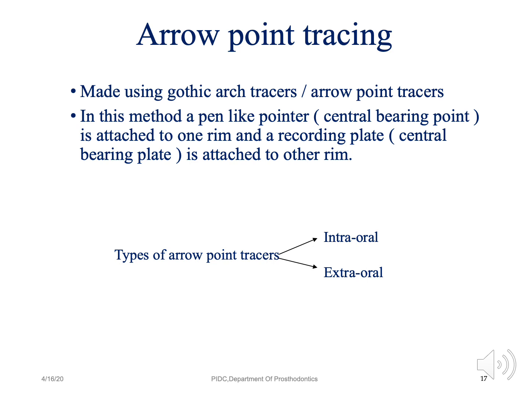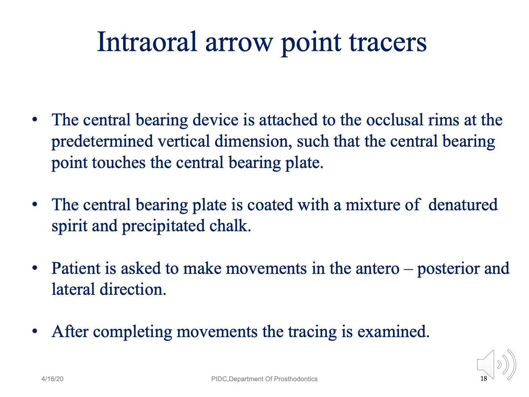Types of arrow pointers are intraoral and extraoral. In the intraoral, the pointers are placed inside the patient's mouth. So the central bearing device is attached to the occlusal rims at the predetermined vertical dimension, such that the central bearing point touches the central bearing plate. The central bearing plate is coated with a mixture of denatured spirit and precipitated chalk. The patient is asked to make movements in anterior, posterior, and lateral directions. After completing the movements, the tracing is examined.